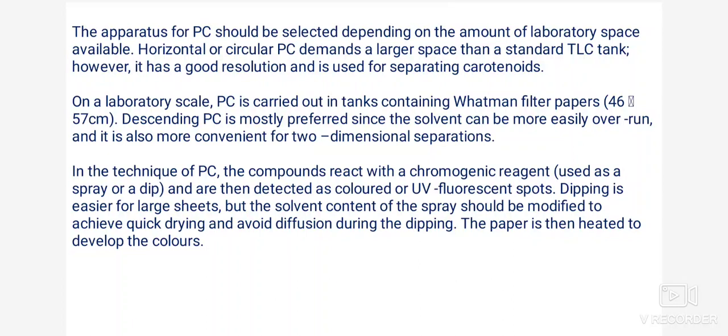In this technique of paper chromatography, the compounds react with a chromogenic reagent used as a spray or a dip and are then detected as colored or UV fluorescent spots. Dipping is easier for large sheets, but the solvent content of the spray should be modified to achieve quick drying and avoid diffusion during the dipping. The paper is then heated to develop the colors.